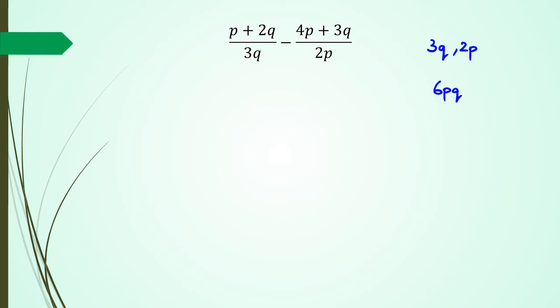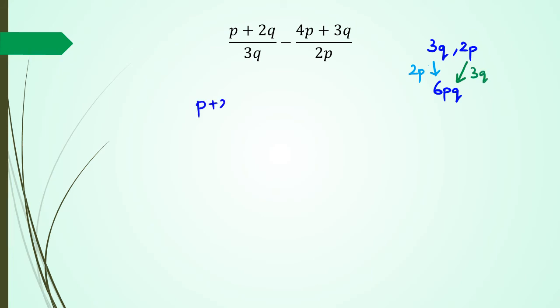All right, guys. So we're going to be looking at the last question right now. And that's something like this. So we've got p plus 2q over 3q minus 4p plus 3q over 2p. Okay, so between 3q and 2p, we can see that the lowest common multiple is going to be 6pq. So what am I multiplying by 3q to get to 6pq? I'm actually multiplying it by 2p. And then what am I multiplying from 2p to get to 6pq? I'm multiplying by 3q.